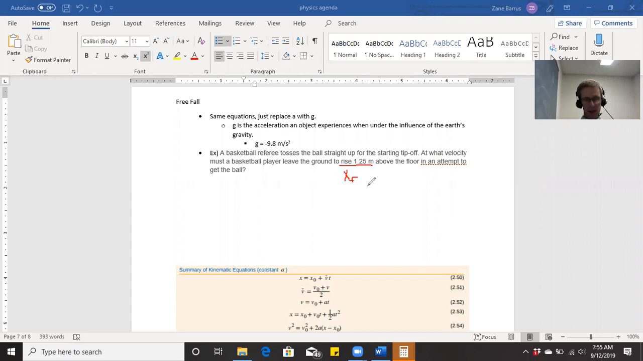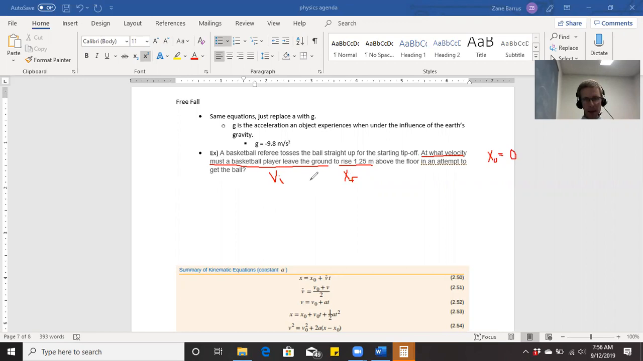So we'll call that x sub f. If we're starting on the floor, even though it's not stated here, let's assume our initial position is 0. So we're going to make our floor 0 because it's the height of 0. They're asking, at what velocity must the player leave the ground? So they're asking us, what's the initial velocity that the player must have to leave the ground?